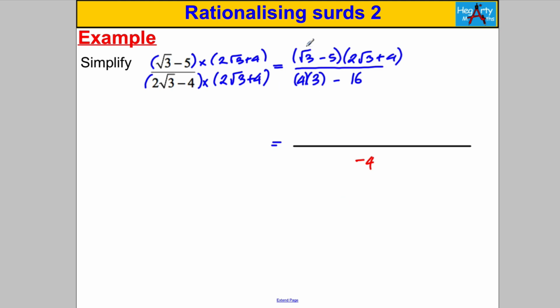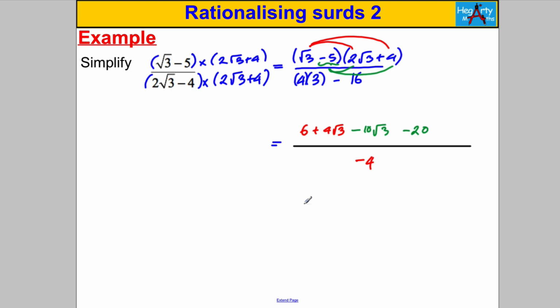Now let's do the top using the distributive law. Okay, so what I've got to do here, root 3 times 2 root 3. Root 3 times root 3 is 3, multiplied by the 2 is 6. So I get 6 for that first term. Root 3 multiplied by positive 4 is positive 4 root 3. Sorted for the first term. Now here, remember it's negative 5. Negative 5 multiplied by 2 root 3 is negative 10 root 3. And negative 5 multiplied by positive 4 is negative 20.